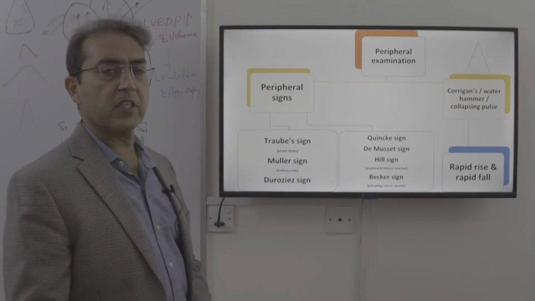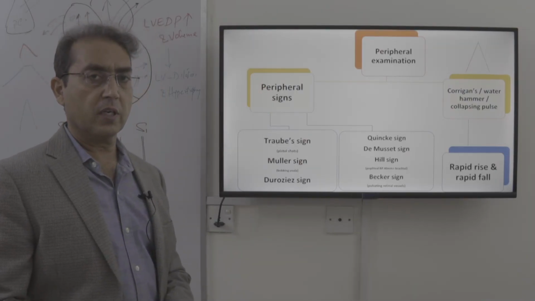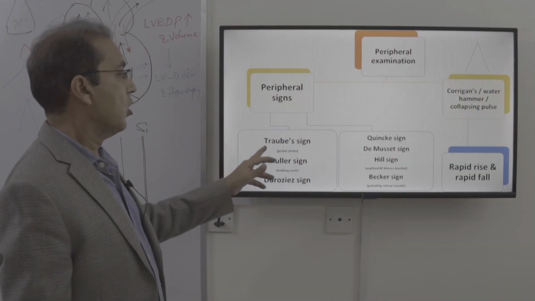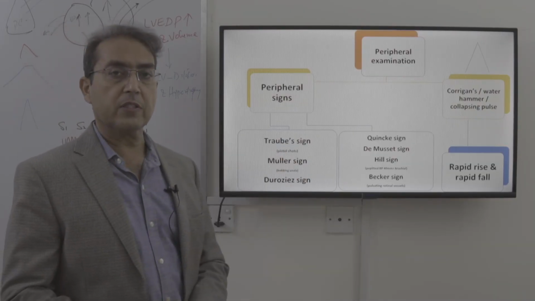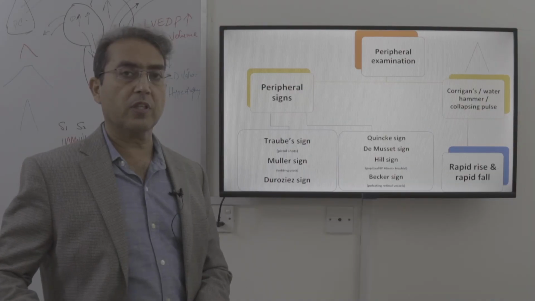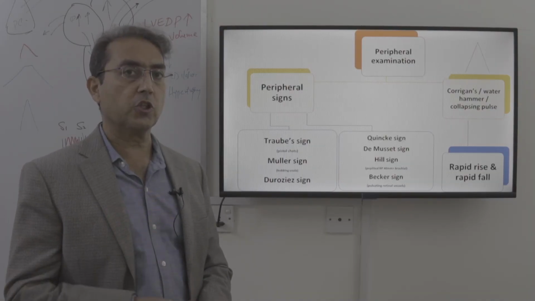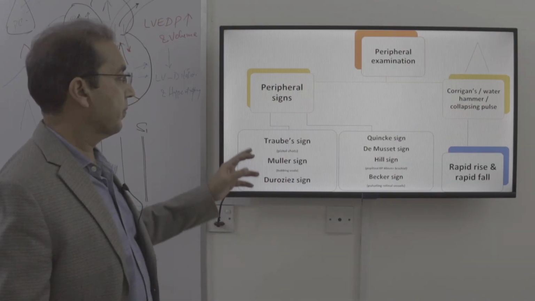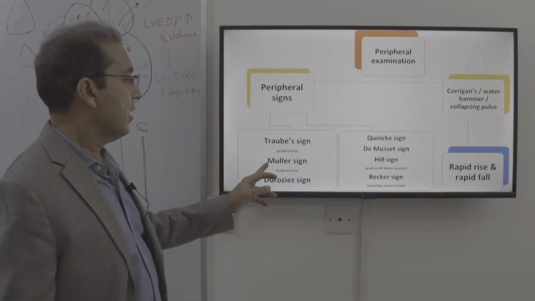There are different peripheral signs which can be seen in patients who have aortic regurgitation. For example, Traube's sign is called pistol shot. When you put your stethoscope on the femoral artery, you hear a pistol shot with each heartbeat. Then you have Muller's sign.